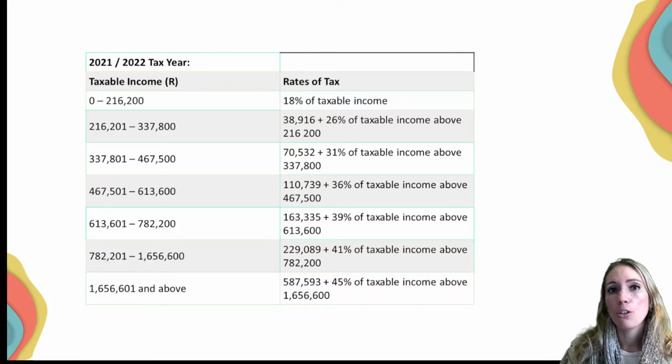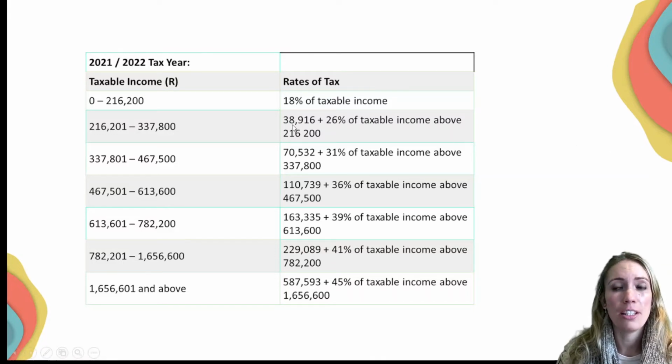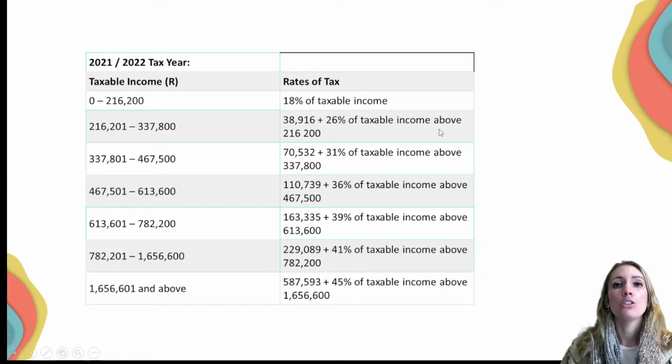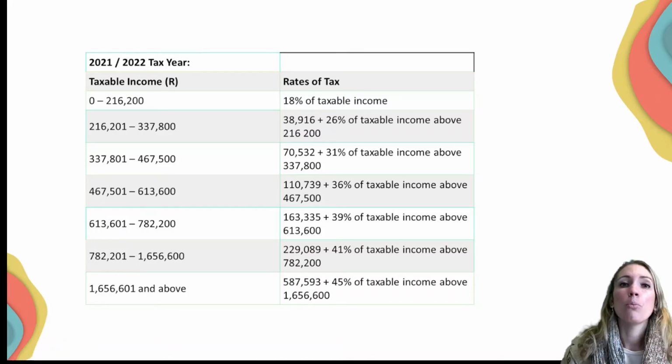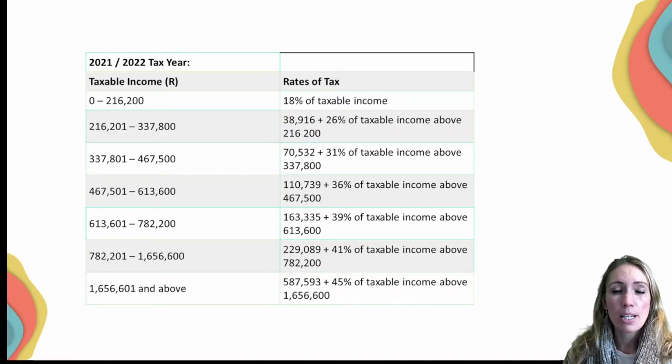So I'm just going to go through this 250. As I said, you're in the second category. So there's a base tax already due of 38,916 for the year, as well as 26% of taxable income above 216,200. You'll take that 250 and subtract the 216,200, and the amount that you're left with, you'll multiply by 26% and you'll get an amount. You're going to add that to the 38,916, and that is your annual tax for the 2022 tax year.